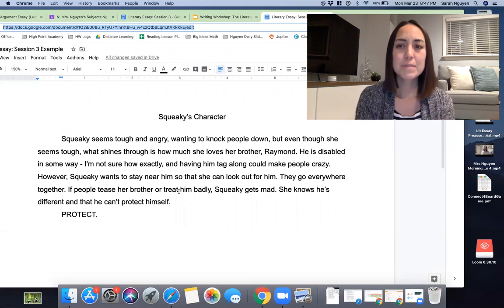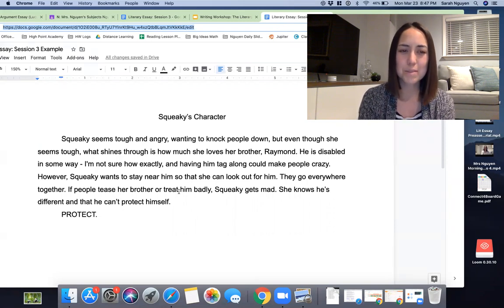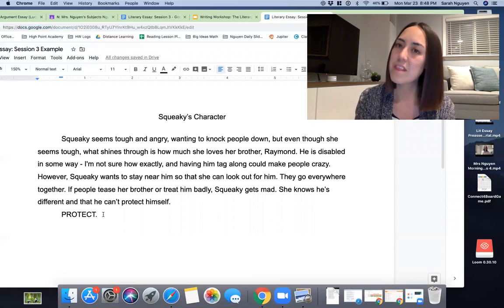I said, Squeaky seems tough and angry, wanting to knock people down. But even though she seems tough, what shines through is how much she loves her brother Raymond. He is disabled in some way, I'm not exactly sure how, and having him tag along could make other people crazy. However, Squeaky wants to stay near him so that she can look out for him. They go everywhere together. If people tease her brother or treat him badly, Squeaky gets mad. She knows she's different and that he can't protect himself. And then I stopped there and I thought, PROTECT. And I put that in capital letters because I thought this could actually be the biggest motivation, that she wants to protect her brother.